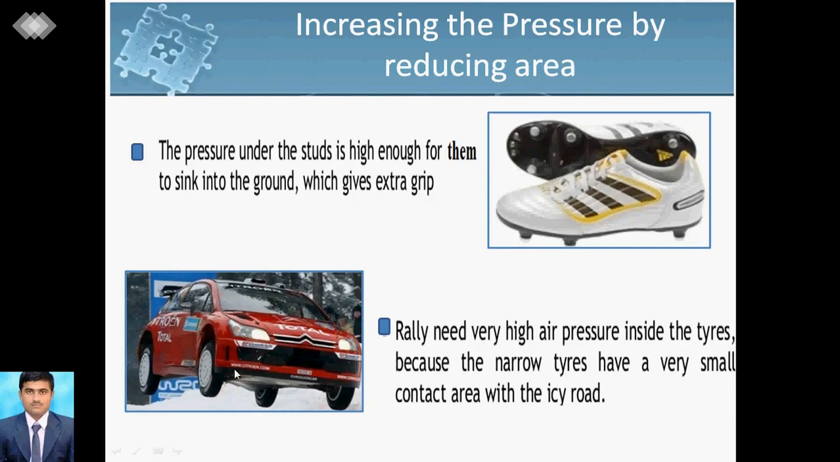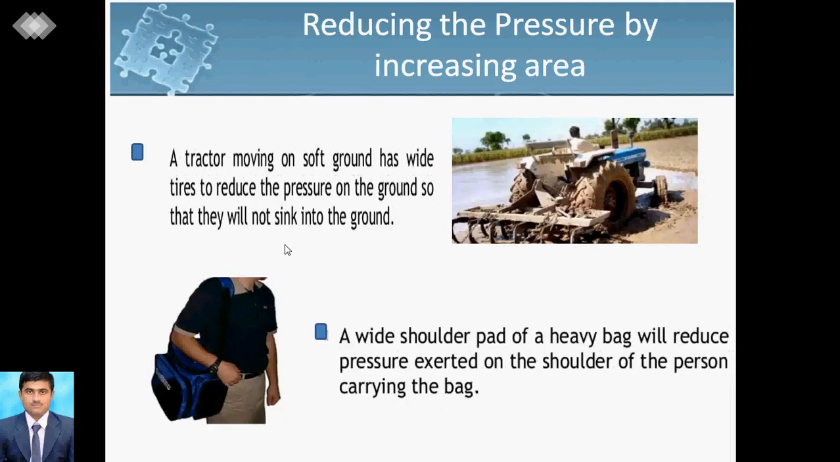In the next example, rally cars have high-pressure tires, and their tire area is narrow, because it has maximum contact with the road, so it grips for moving the car. So this is the next application. The next is reducing the pressure by increasing the area.